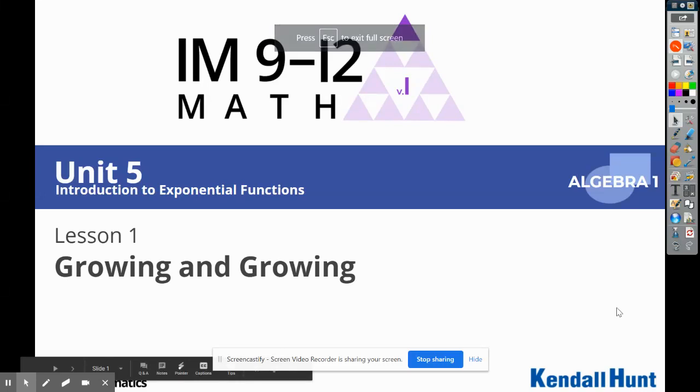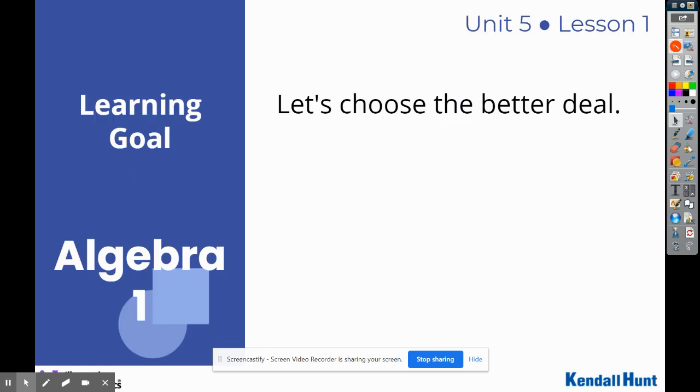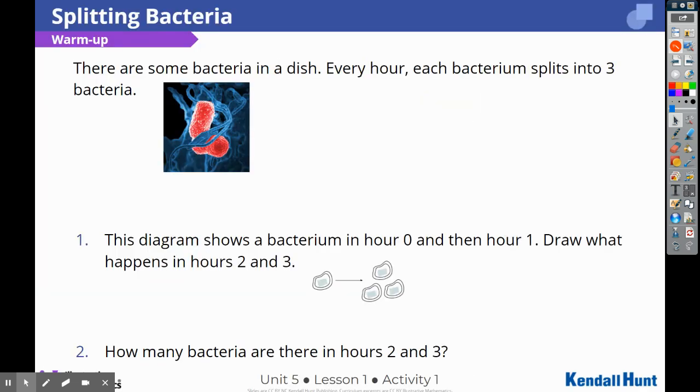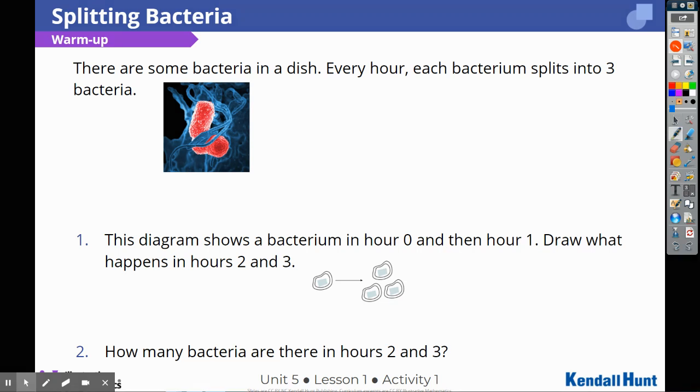Hey guys, so today we're going to do Unit 5, Lesson 1, and we're going to look at exponential functions a little bit and start looking at those. So your warm-up question asked you to draw some bacteria. It told you that the bacteria in the first hour, or hour 0, and hour 1, so the first one you would have to know that this was hour 0.